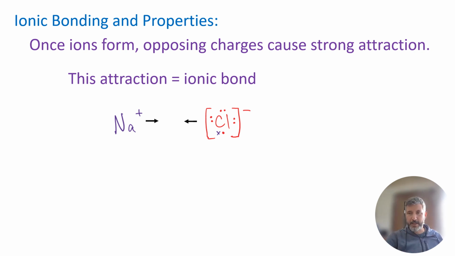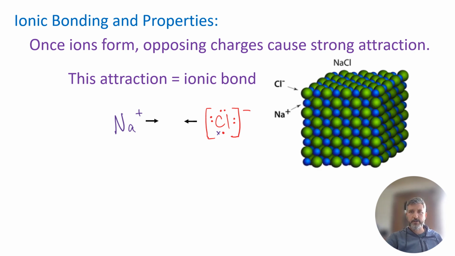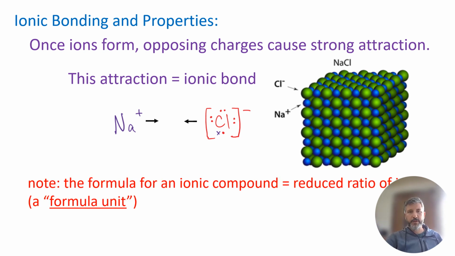So for example, when you make an Na+ by giving up an electron and a Cl- by gaining an electron, then those two are going to be attracted because they're oppositely charged. Now, what that then forms is a whole big crystal of sodiums and chlorides. It is an important thing to note that an ionic compound's formula is just a reduced ratio of the ions. So the sodiums and chlorides are made in a 1-to-1 ratio, so the formula is NaCl.